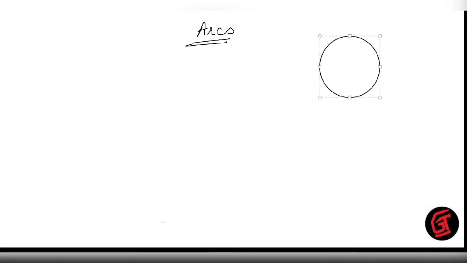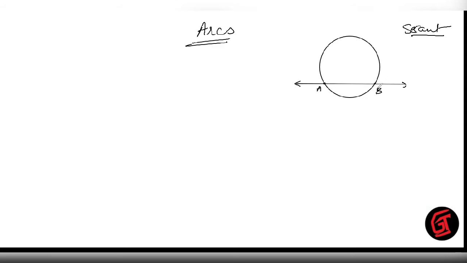Suppose this is your circle and I draw a line which is passing through the circle. A line that is passing through the circle is called a secant, S-E-C-A-N-T. Suppose I name these points of contact with the circle.